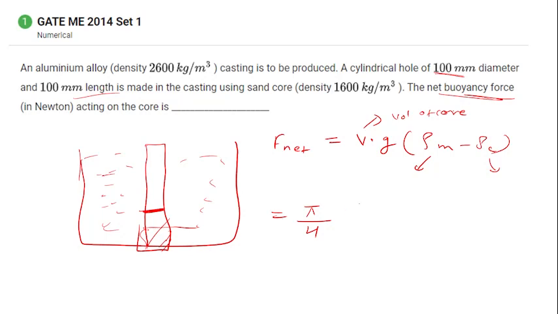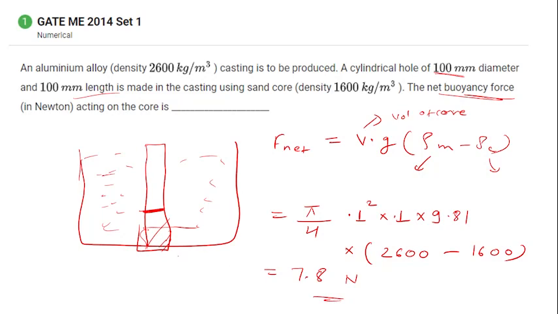So we will convert everything to Newton. It will be 0.1 square into 0.1. Then G is not given, so we will take 9.81. Density of aluminum alloy, that is your molten metal, is 2600, and density of your casting core is given as 1600. When you solve this, you will get around 7.7. I got 7.8 Newtons. That will be your answer.